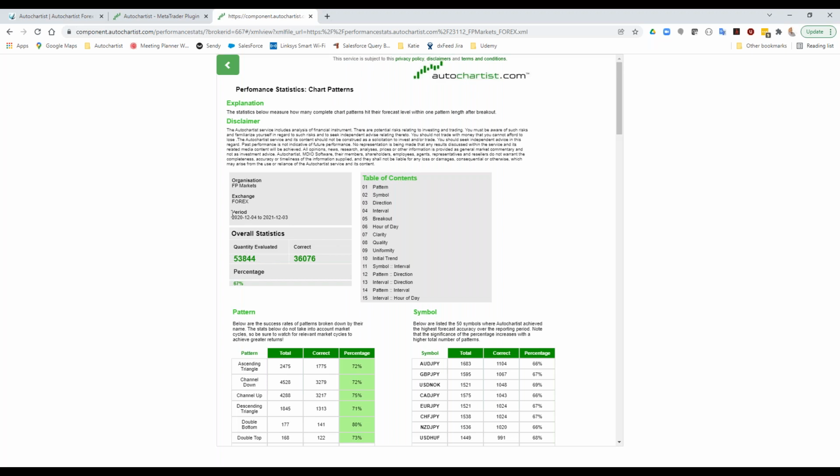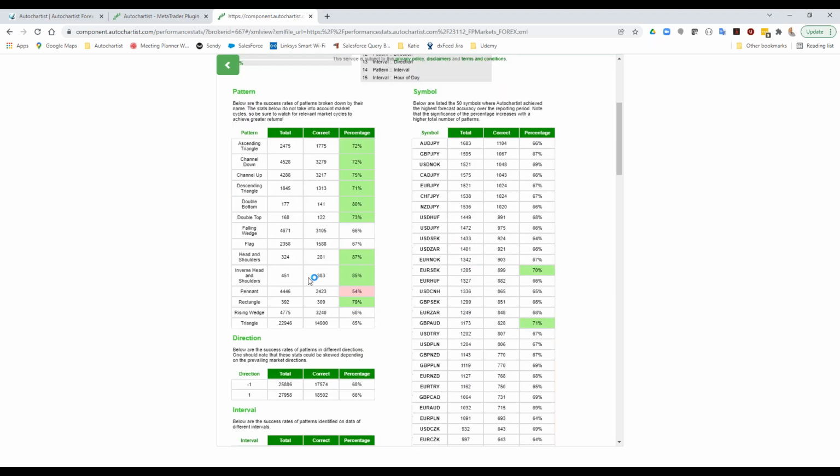So in the last, oh, it's actually 12 months. In the last 12 months, we've identified 53,000 breakout chart patterns, of which 36,000 hit their target level. That's about a 67% hit rate. But what we provide is really a breakdown of all these statistics.